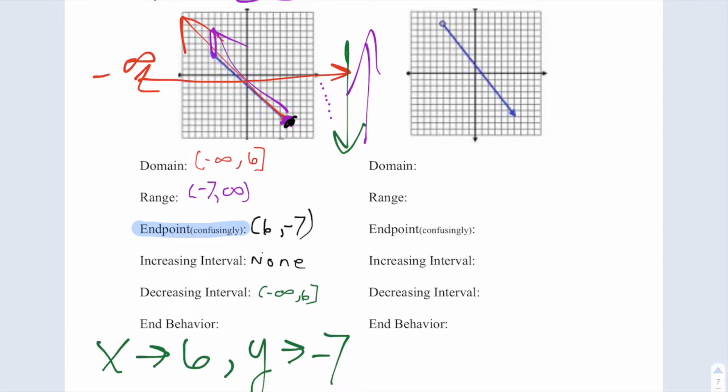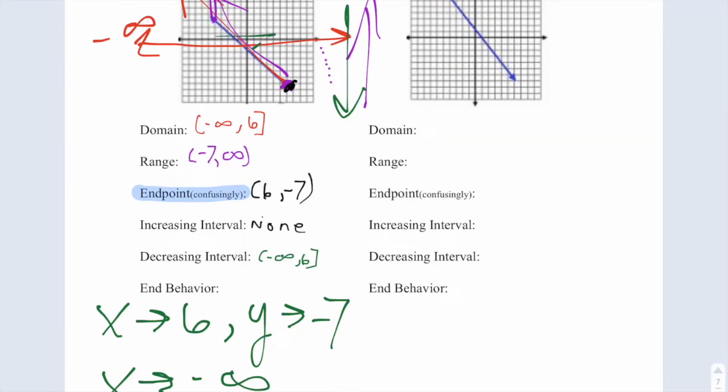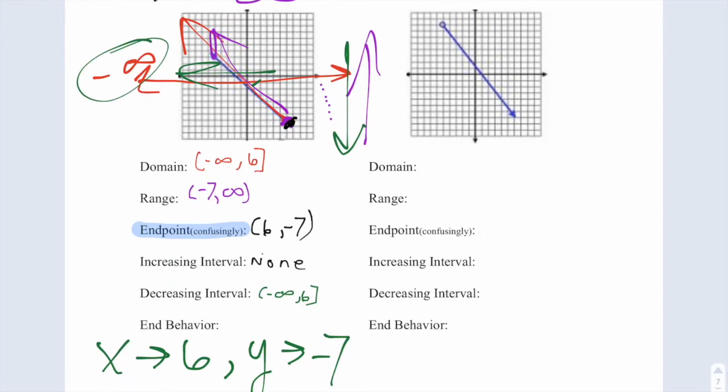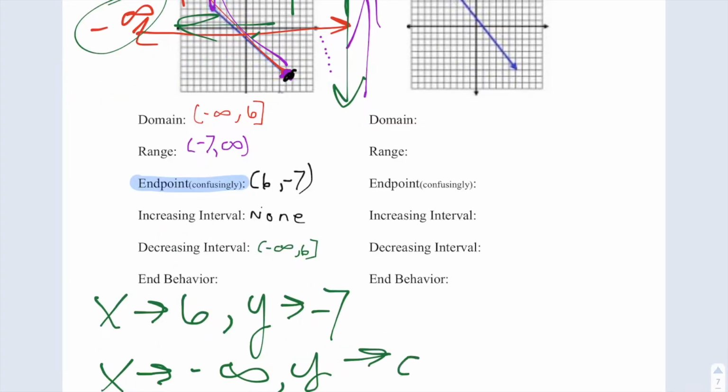Okay, now here comes the fun part. Going the other way, as x approaches negative infinity, so as the graph is going this way, x is going toward this negative infinity, the y is actually approaching this positive infinity. So the end behavior on this ray is that as x approaches 6, y is approaching -7. As x approaches negative infinity, y is approaching infinity.